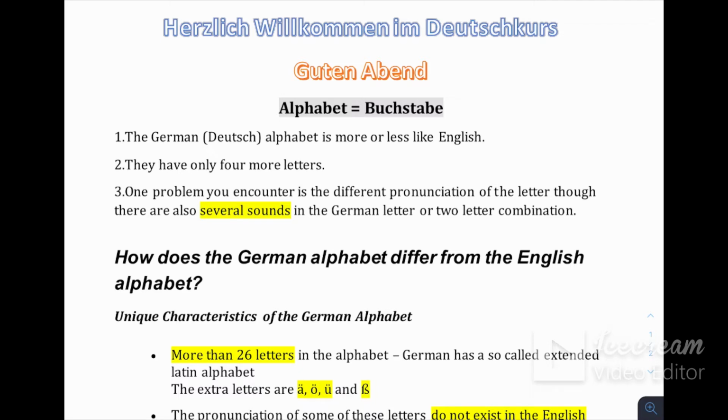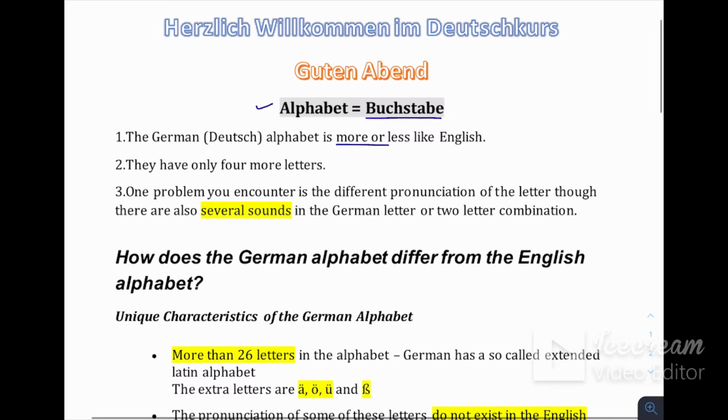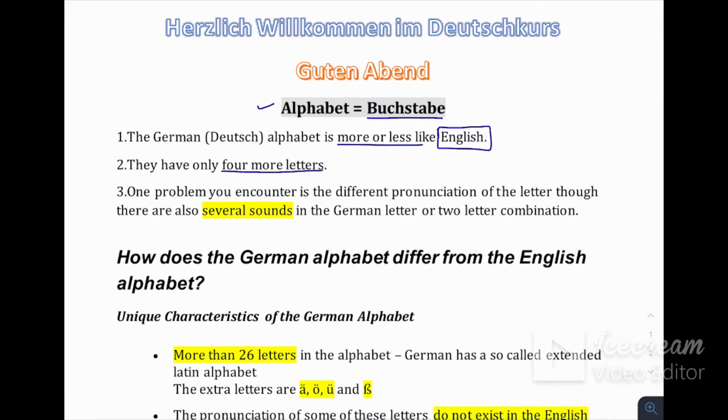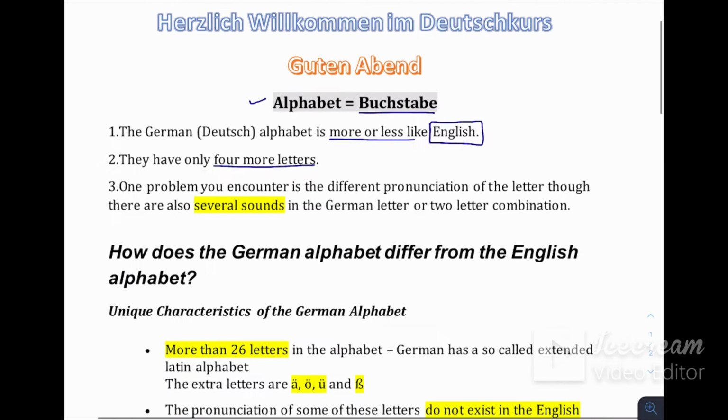बुश्ताबे, जर्मन में अल्फ़ाबेट्स को बोलते हैं बुश्ताबे। क्लियर? The German alphabet is more or less like English. They have only 4 more letters. For example, if English has 26 alphabets, then German has 4 extra, which makes 30 alphabets in total. So in German, there are total 30 alphabets. Clear?